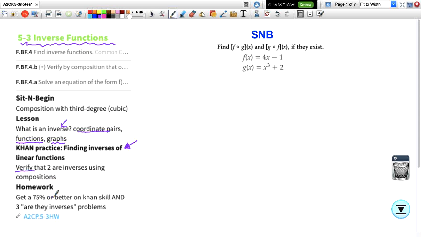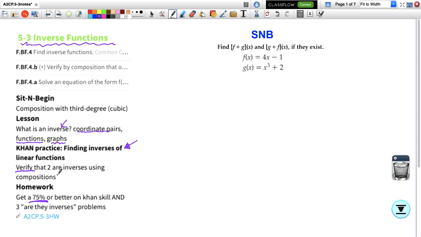You do have kind of two homework assignments tonight. One of them is I am going to check Khan Academy. I do want to see that you got a 75 or better on this specific skill that I sent you. And there's a worksheet attached to the Google Classroom assignment, and there's only 3 problems there, and they're determining if something is or is not an inverse. So Khan Academy is practicing these skills. The 3 problems on that worksheet are practicing these skills.